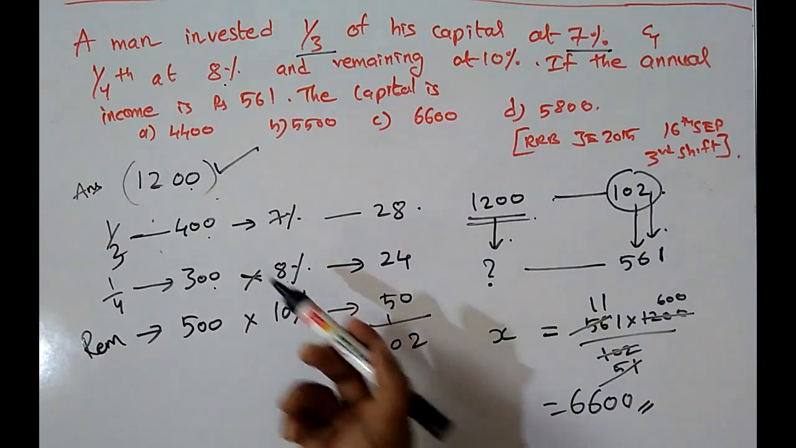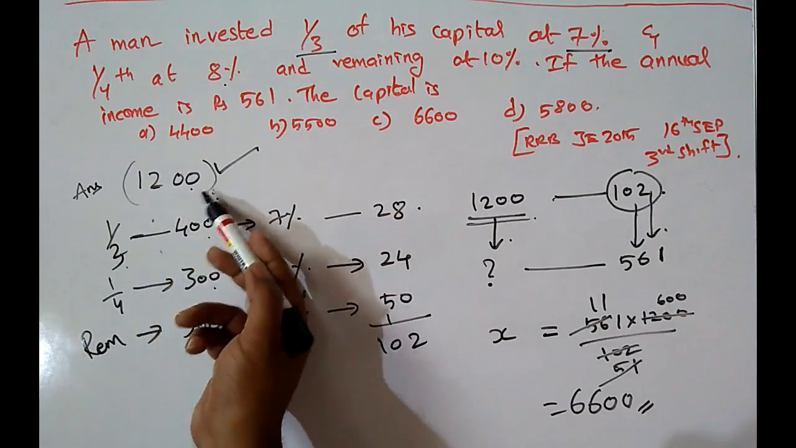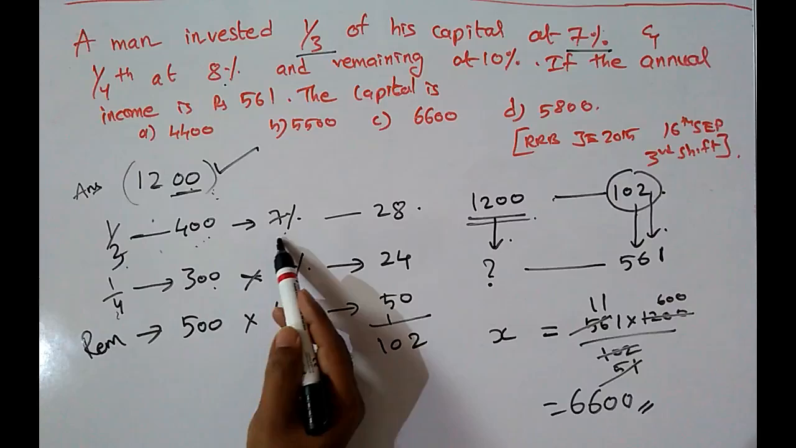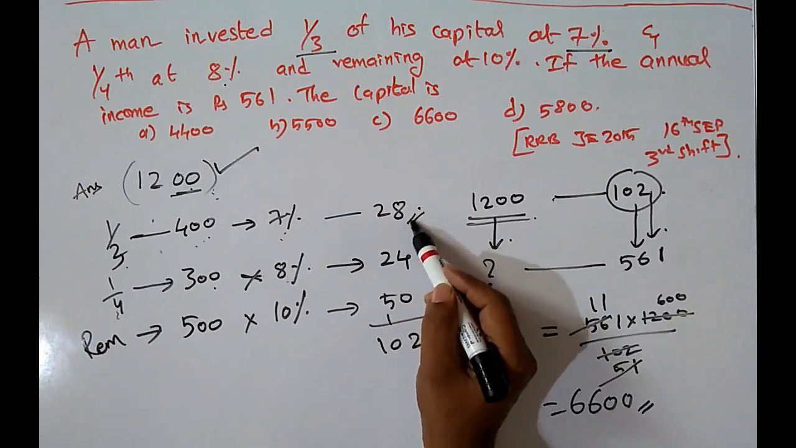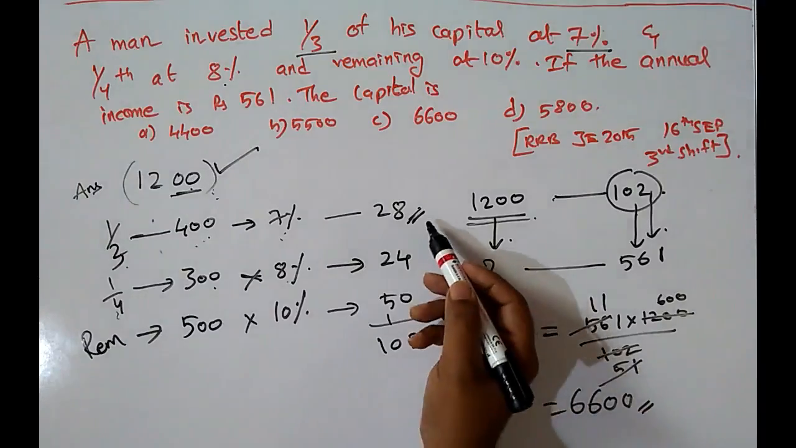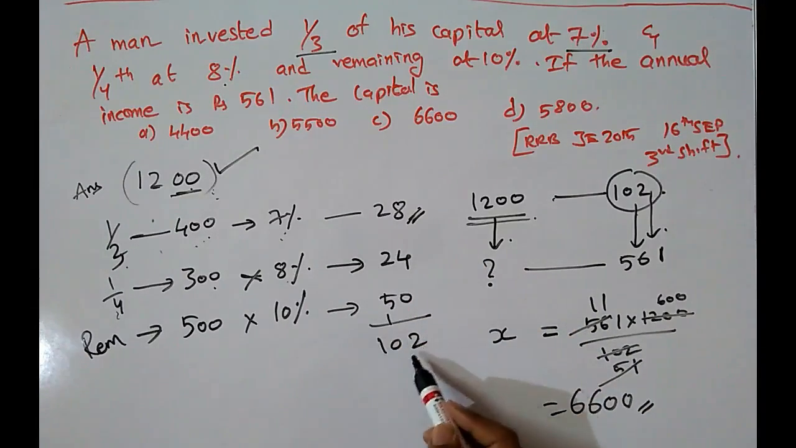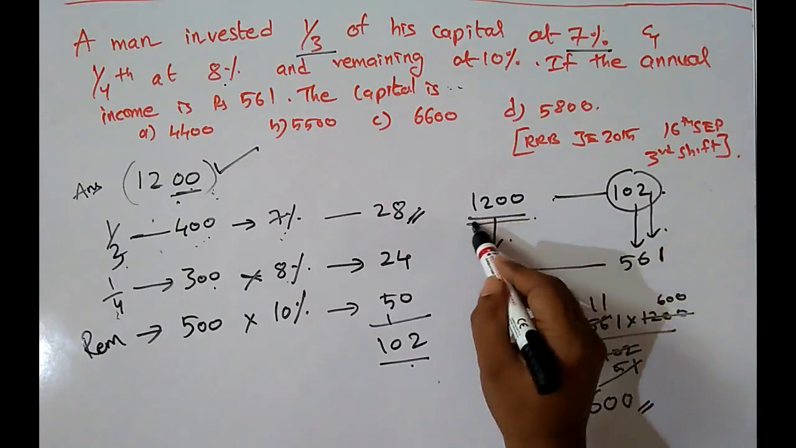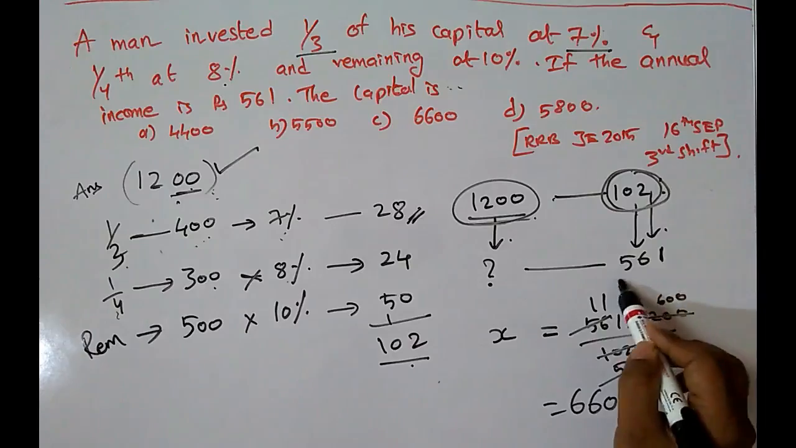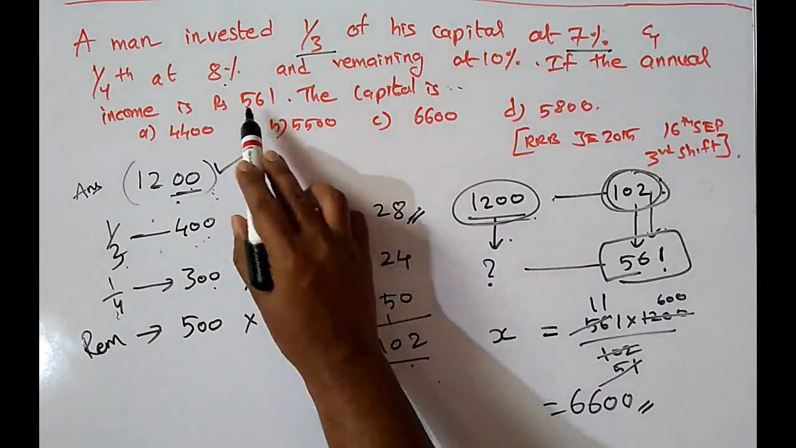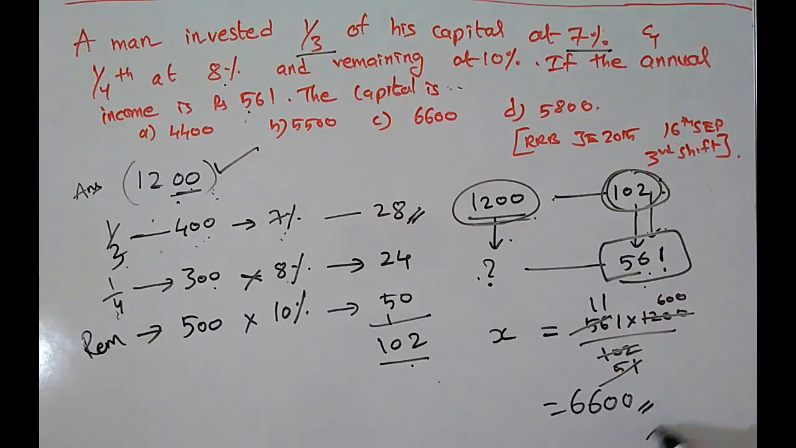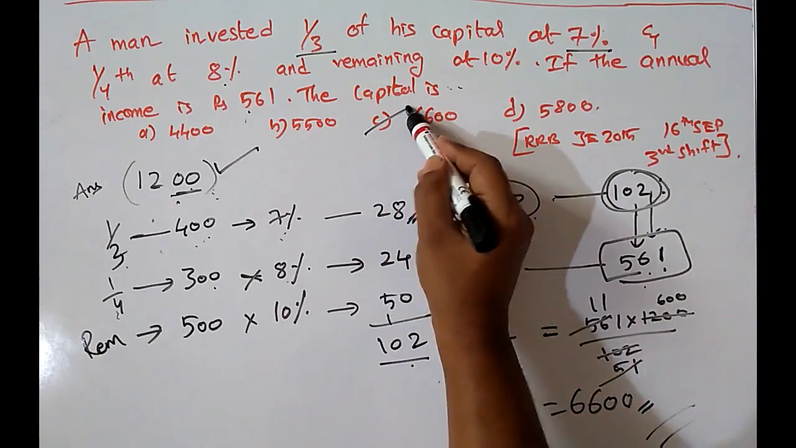I have considered the capital 1200 because it is divisible by 3 and also divisible by 4. I have taken 2 zeros because if we find the percentage, it is easy for us to get a whole number rather than a decimal. So I have found the value: for 1200 we get 102. Here he has got 561 as income. For how much amount he might have got 561, we will just cross multiply. So 6600 is the answer.